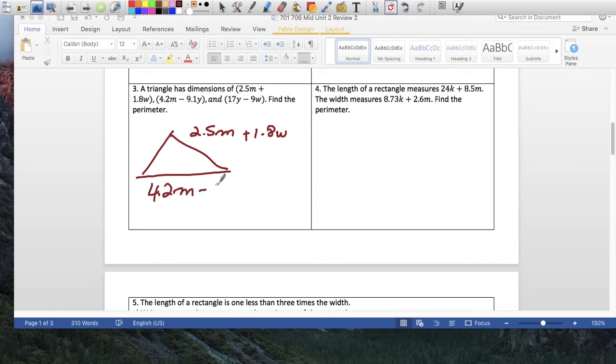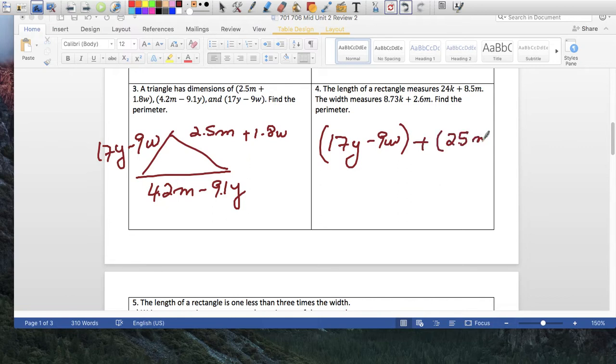Another side is 4.2m minus 9.1y, and then the other one is 17y minus 9w. So these are the sides of my triangle, and I want to find the perimeter, so I have to add all three sides. So (17y minus 9w), and I'll put parentheses, plus this side, plus 1.8w, and then plus the last guy here, which is 4.2m minus 9.1y.